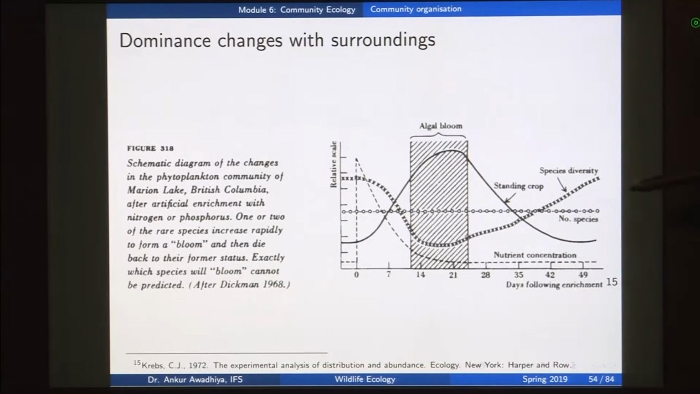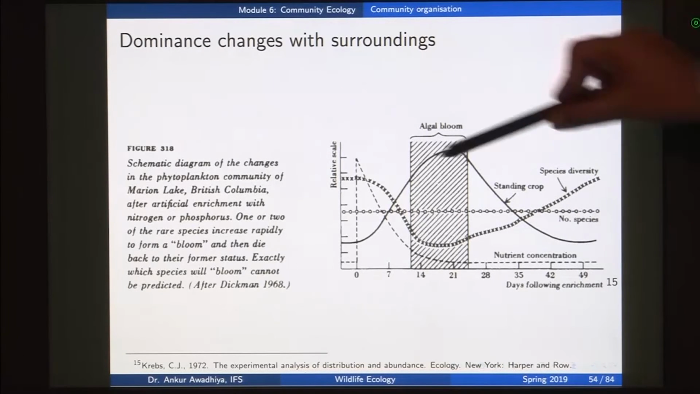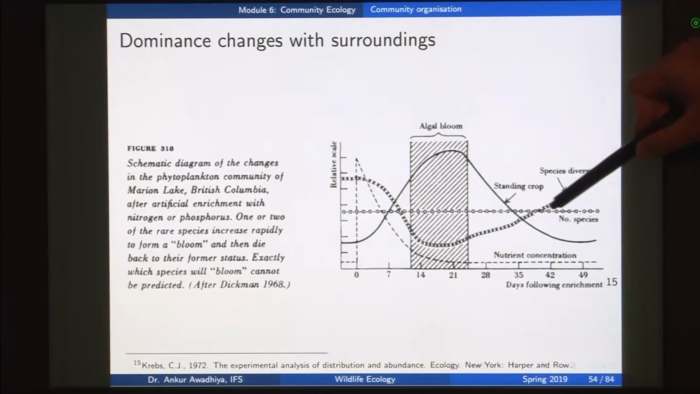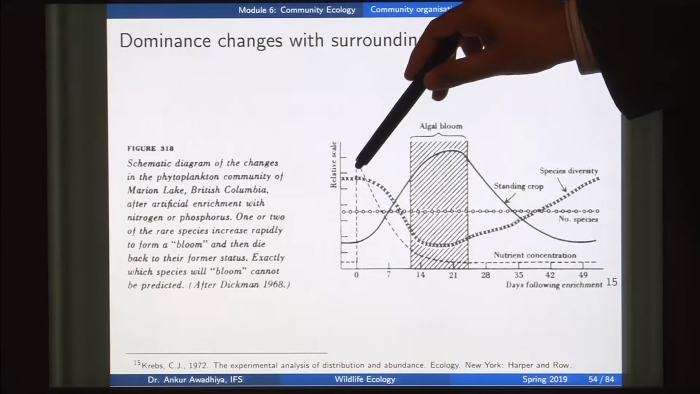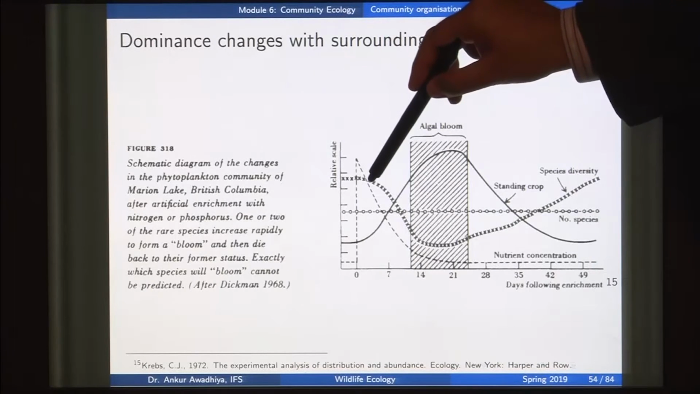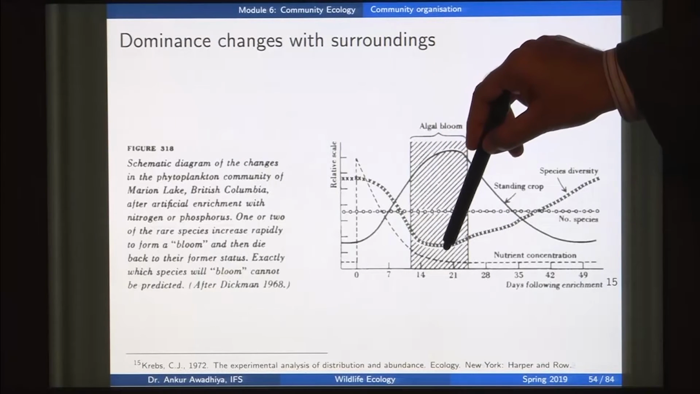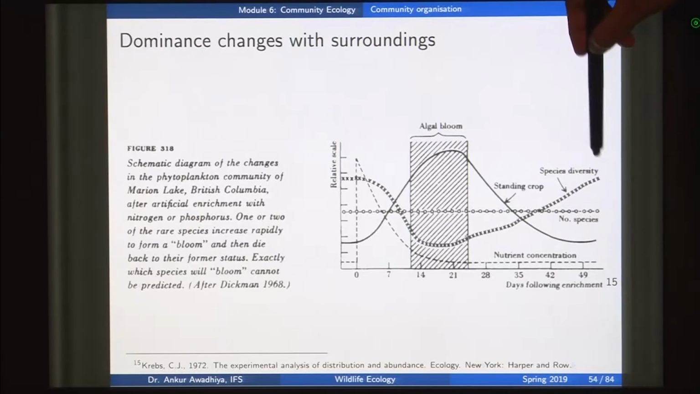Now, if we look at the number of species in this particular lake, the number of species throughout remains constant, because in this short experiment there was no extinction of species. None of the species was completely decimated from this community. But if we look at the species diversity, shown by these crosses, the species diversity reduced considerably and then it started to increase.